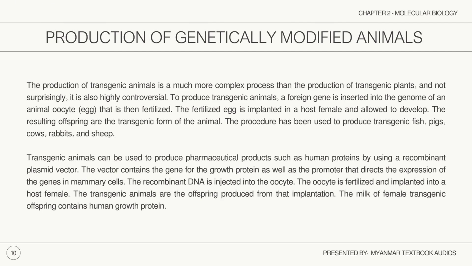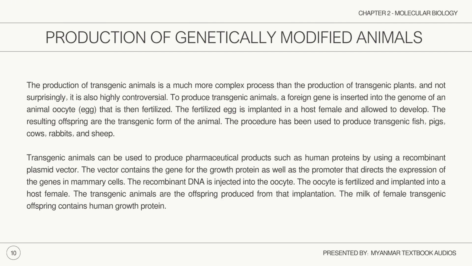To produce transgenic animals, a foreign gene is inserted into the genome of an animal oocyte, egg, that is then fertilized. The fertilized egg is implanted in a host female and allowed to develop. The resulting offspring are the transgenic form of the animal. The procedure has been used to produce transgenic fish, pigs, cows, rabbits, and sheep.